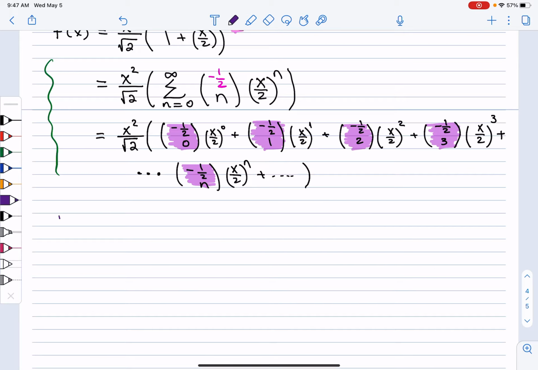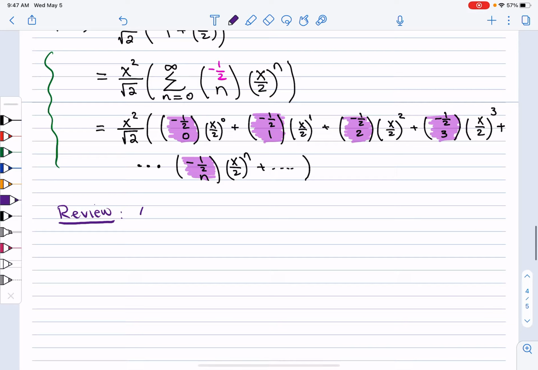Let's just do a quick review. In algebra, when we learned about combinations, we learned it in the form of n choose r. And the formula for n choose r was n factorial over r factorial, and then we have n minus r factorial.